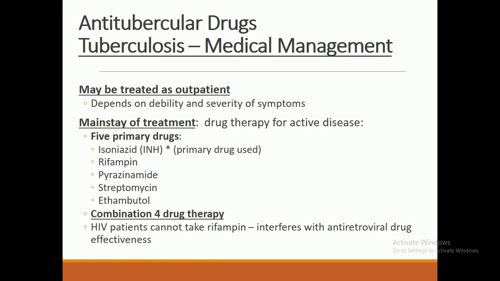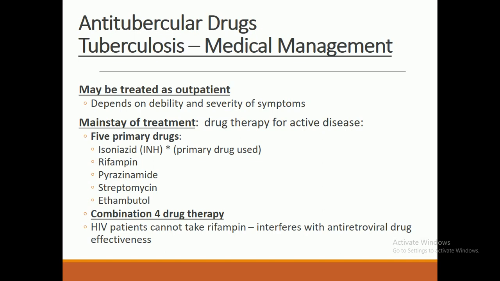Now let us move toward medical management, how we can manage this case, with anti-tubercular drugs. It may be treated as an outpatient, depending on the debility and the severity of the symptoms of the patient. This is the mainstay of treatment, drug therapy for active disease. Look here, these are the 5 primary drugs, as we have already discussed, the first line therapy of anti-tubercular drugs.